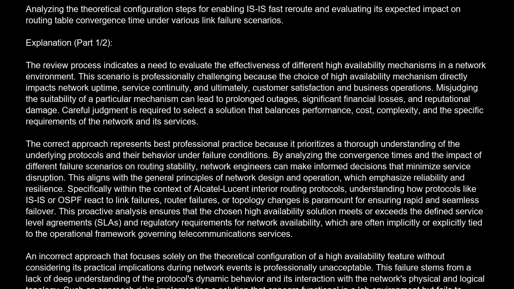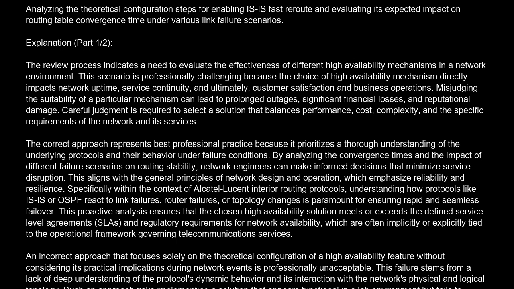The correct approach represents best professional practice because it prioritizes a thorough understanding of the underlying protocols and their behavior under failure conditions. By analyzing the convergence times and the impact of different failure scenarios on routing stability, network engineers can make informed decisions that minimize service disruption. This aligns with the general principles of network design and operation, which emphasize reliability and resilience, specifically within the context of Alcatel Lucent interior routing protocols.